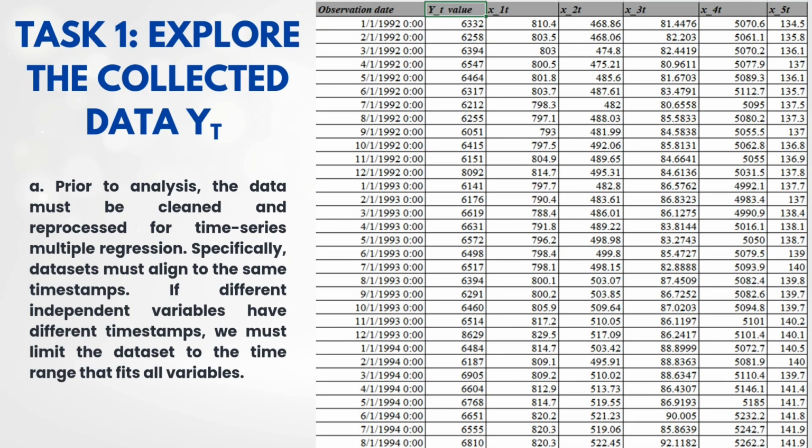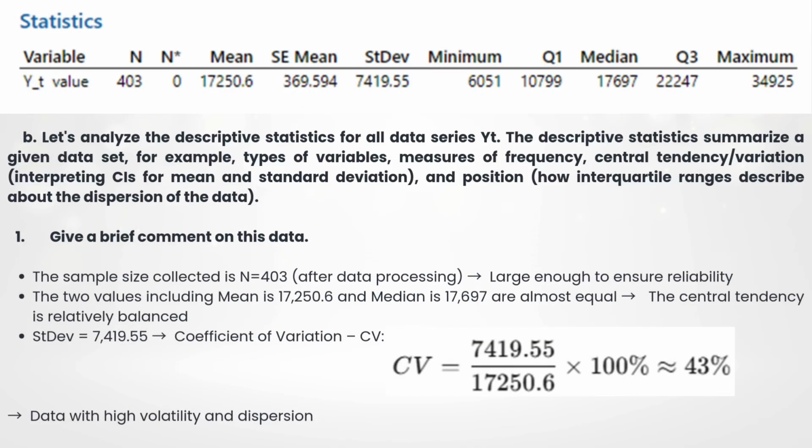As in A, you can see here we have cleaned and preprocessed the time series. Moving next to B, we will analyze the descriptive statistics for all data series ET. First, I will give a brief comment on this data. You can see here the sample size n equals 403. After the data processing in A, it is large enough to ensure reliability.